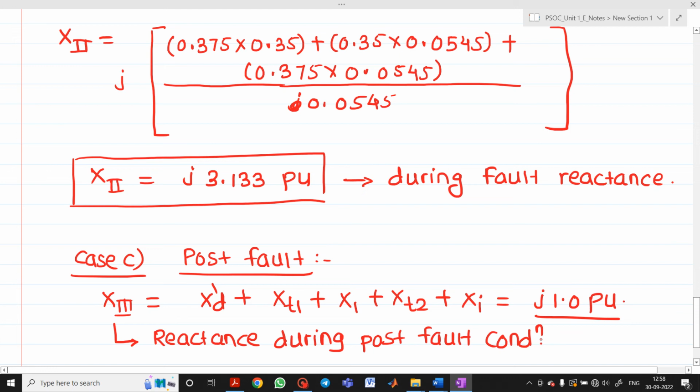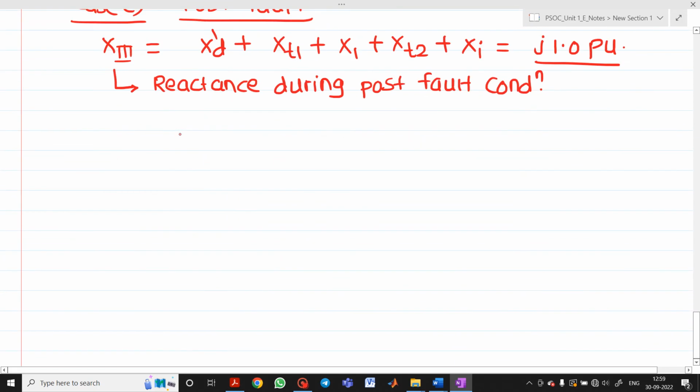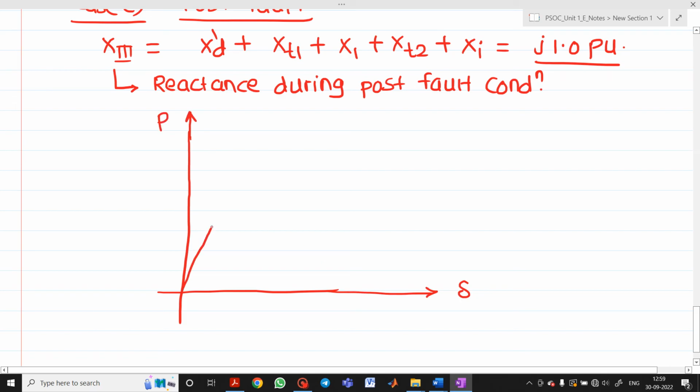Now we have determined all the values: x1, x2, x3. If the question asks to draw a P-delta curve for this case, can you draw it? Yes, it is very easy. I will draw it here. Suppose this is your delta, and this will be your P. This is denoted as PE1. PE1 means electrical output power, where 1 indicates pre-fault or before fault, and its corresponding maximum power is denoted by Pmax1.